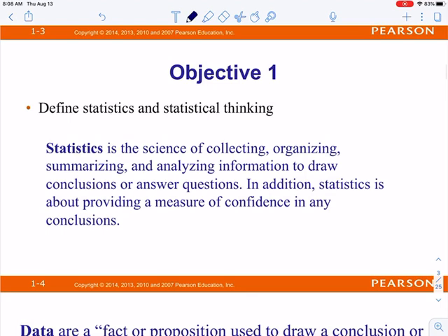For our first objective, to define statistics and statistical thinking: statistics is the science of collecting, organizing, summarizing, and analyzing information to draw conclusions or answer questions. In addition, statistics is about providing a measure of confidence in any conclusion.